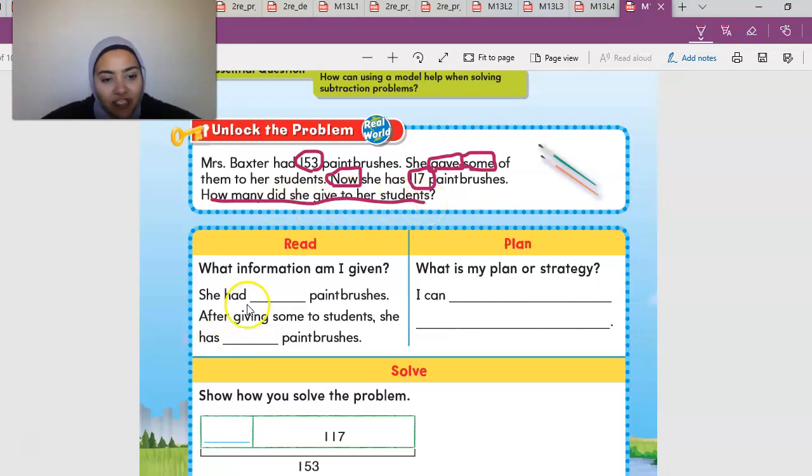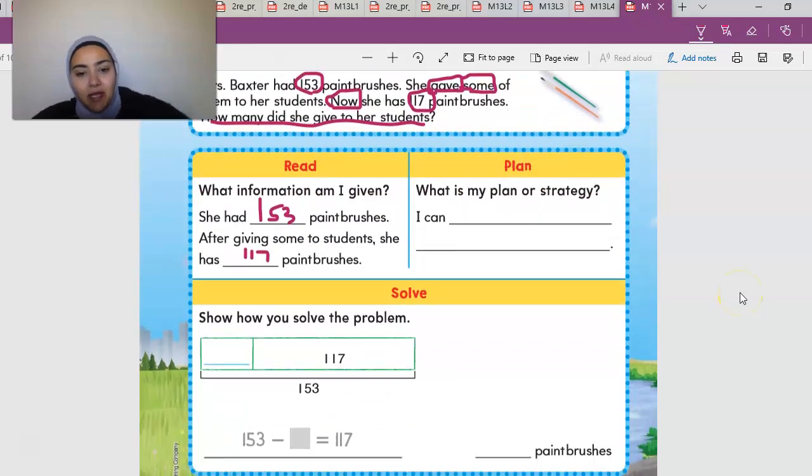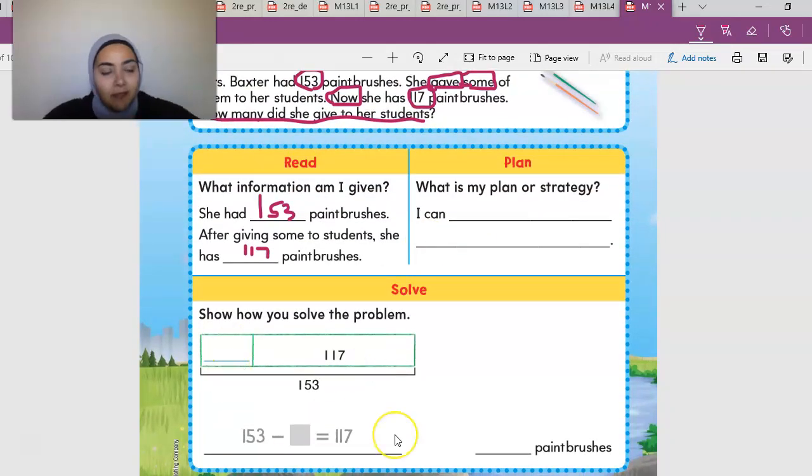So what information am I given? She had how many paintbrushes? She had 153 paintbrushes, right? After giving some to her students, she has how many? She gave some, now she has 117 paintbrushes. So what can you do to solve this problem? You can make a model like this. This is called a model to subtract and find out, right?